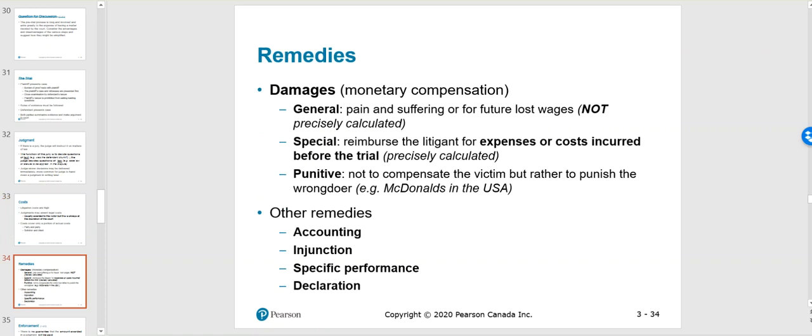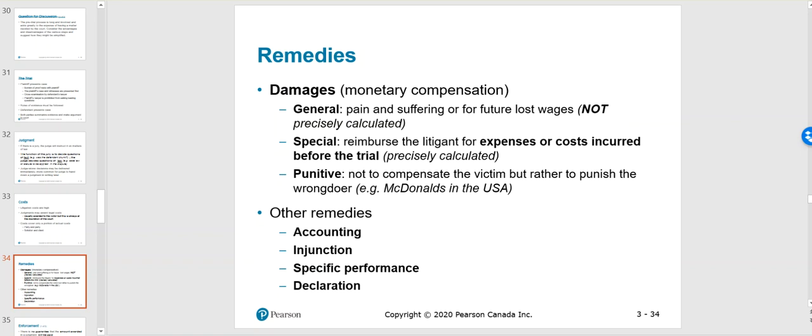So when you are suing someone, in most civil matters, most, not all, but most, you are seeking damages. You are seeking monetary compensation. You want compensation because you suffered damages. Once you prove you suffered those damages and the defendant was at fault, the judge may award damages. There are three main types of damages. There are other types, but the three main ones are general, special, and punitive. General damages are damages that cannot be precisely calculated. They are damages related to suffering, pain, or future lost wages, which will be an estimation. You cannot precisely calculate them. So those are general damages.